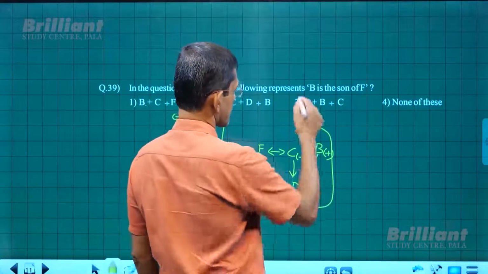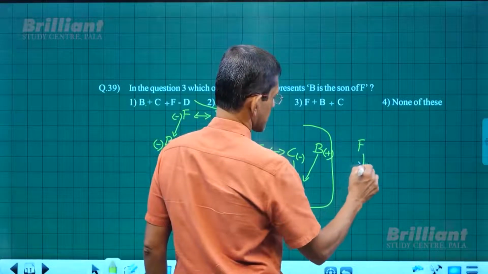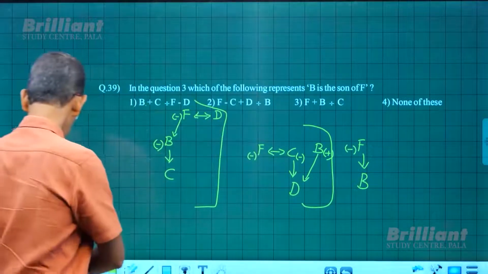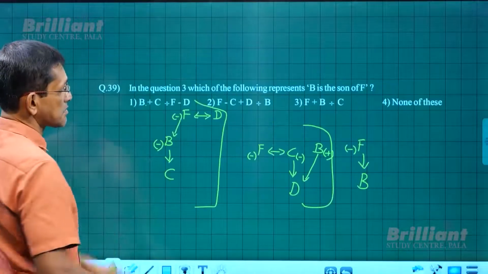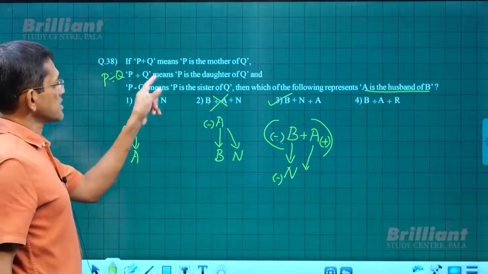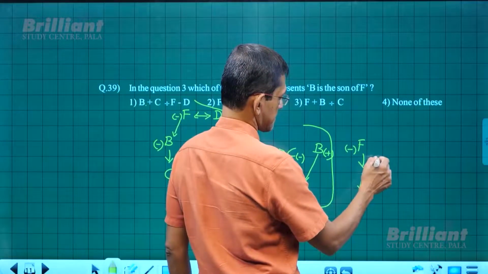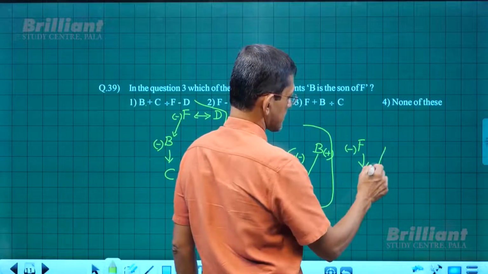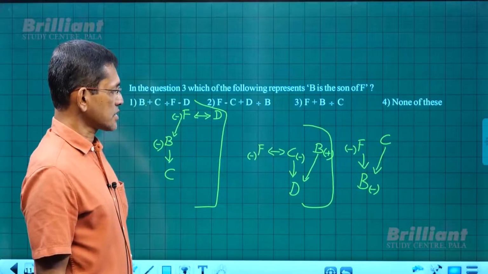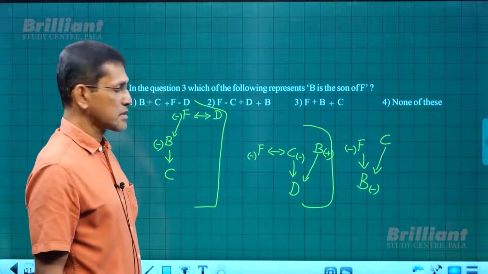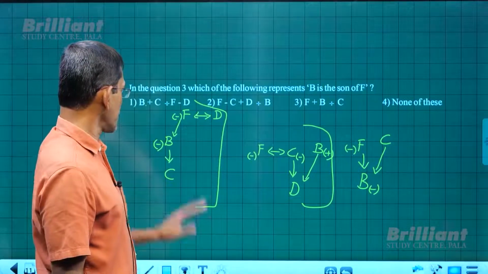So next one, answer choice 3. We'll take a look at that. F plus B means F is the mother of B. Then next one is B divided by C. B divided by C means B is the daughter of C. B is a female, B is the daughter of C. And the claim is B is the son of F. In this case, B is a female, so we cannot say B is the son of F. And the next answer choice, we have none of this. All right, so A cannot be the answer.